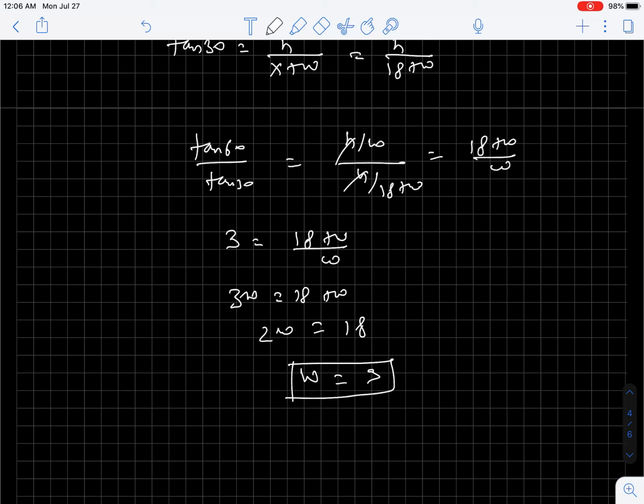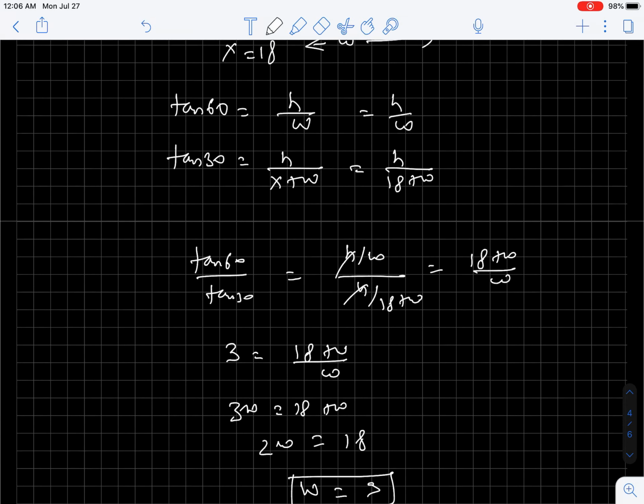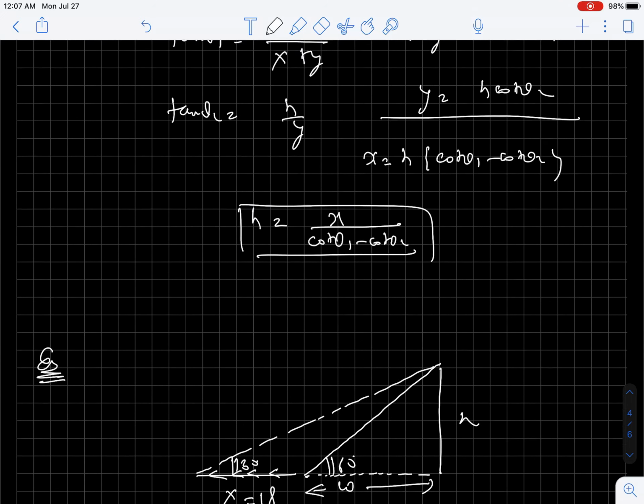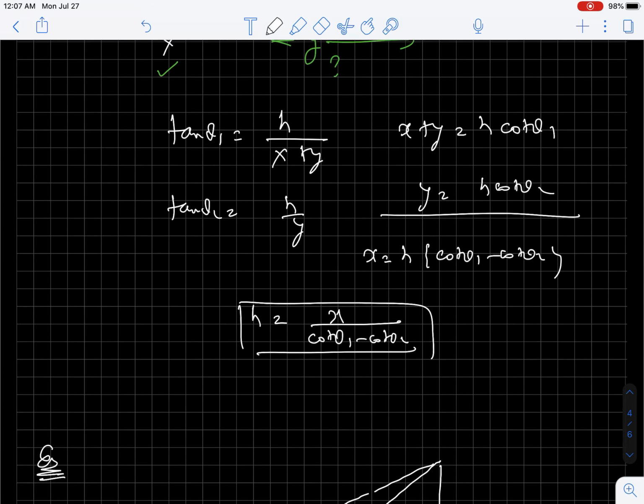Okay. If the width of the river is 9 meters, you can find the height of the tree. Height of the tree is w tan 60. Tan 60 is root 3. Width is 9, so the height of the tree is 9 root 3. Okay. So we can discuss this Al-Biruni problem in various methods.